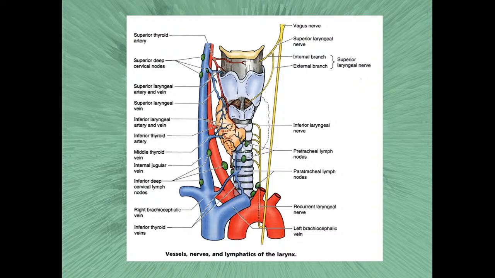These inferior deep cervical lymph nodes are subdivided into the pretracheal lymph nodes in front of the trachea and paratracheal lymph nodes located beside the trachea. Then lymph drains into the jugular trunk, as you remember, right and left, and then to the corresponding duct, right lymphatic duct and thoracic duct, and corresponding venous angles.